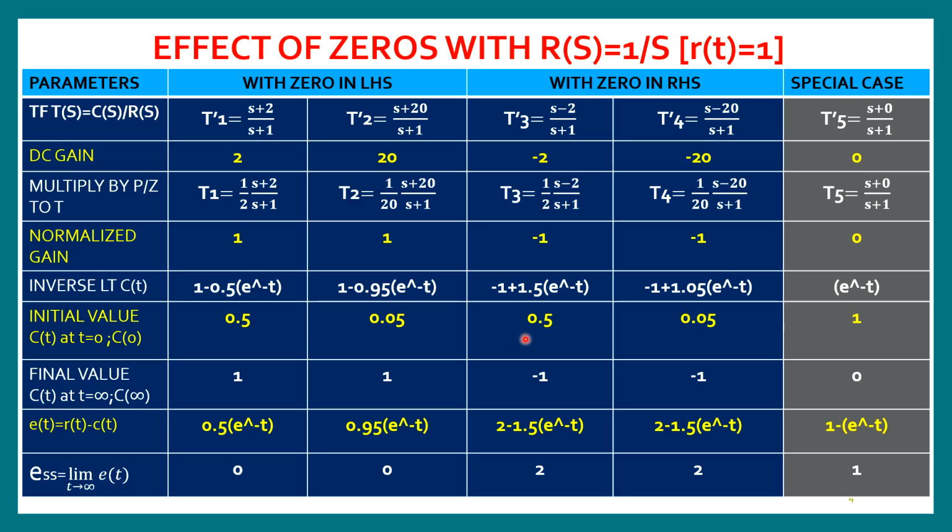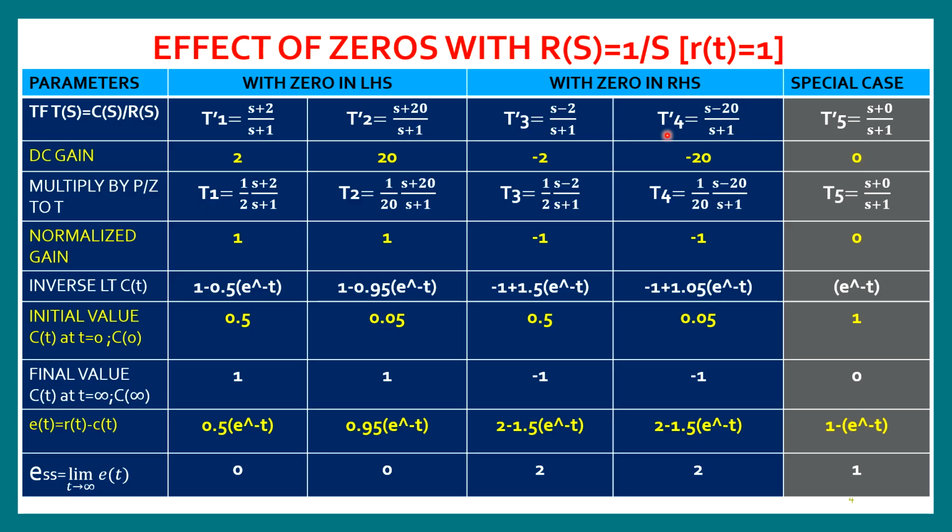From the initial value, what do you observe? For the first case we discussed, without adding zeros, my initial value is 0. But in the first case, T1, my initial value is 0.5. When the zero is far away from the imaginary axis, my initial value is reduced. So what do you understand from it? Instead of starting at origin, there is an initial magnitude. It means it increases the speed of response and the rise time is decreased with the added zero.